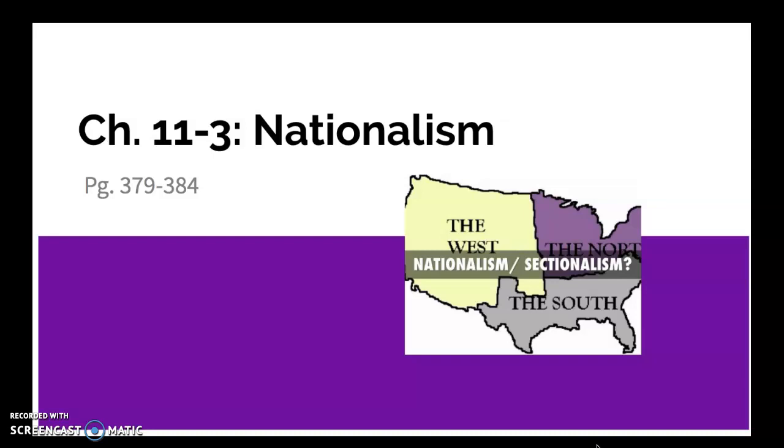We're going to start today by looking at chapter 11.3, which discusses the ideas of nationalism and sectionalism. But today, which is Monday, we're going to focus our attention on just nationalism. If you look up here on this slide, you can see the reading you'll have to do for this whole chapter. It is from pages 379 to 384.